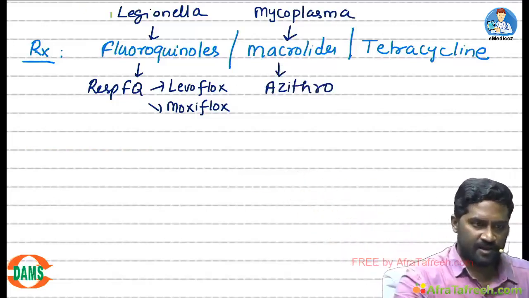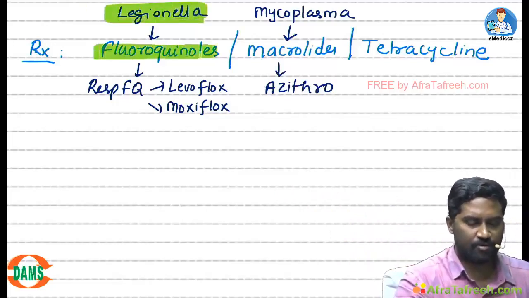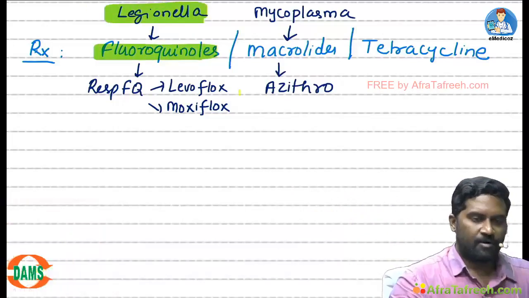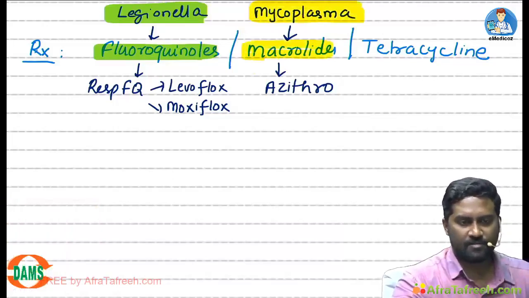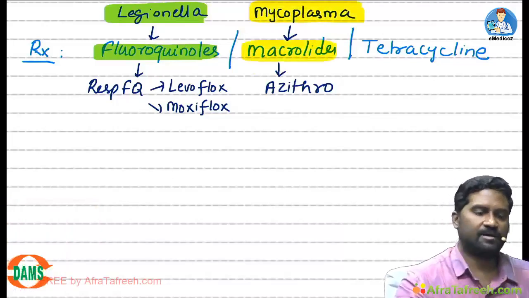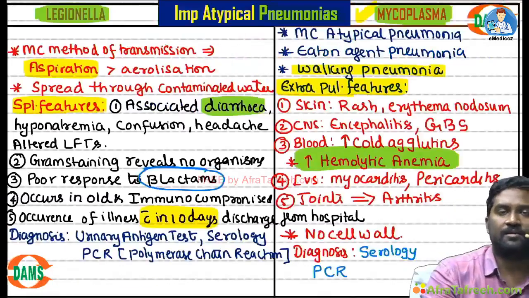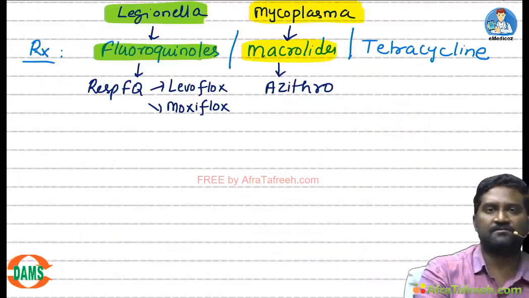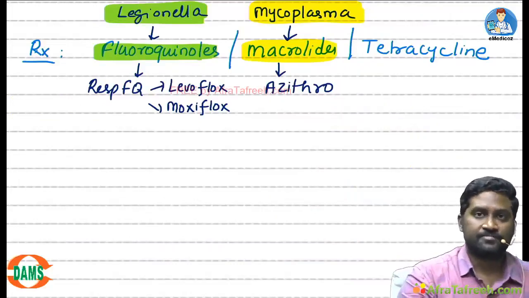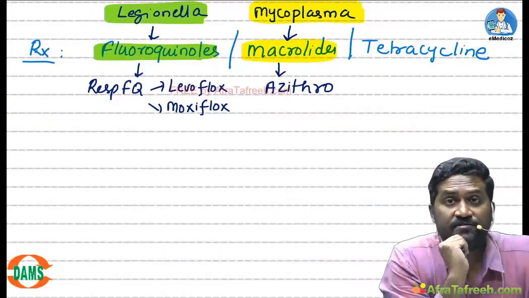But if they specifically ask for Legionella, your answer should be fluoroquinolones. For mycoplasma, your answer should be macrolides. So this is an important table which will tell you the difference between Legionella and mycoplasma, and here the treatment is generally common. Coming to VIP, very important pneumonia, pneumocystis pneumonia.